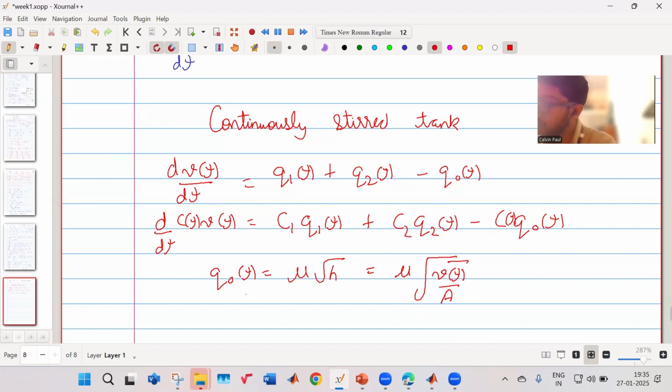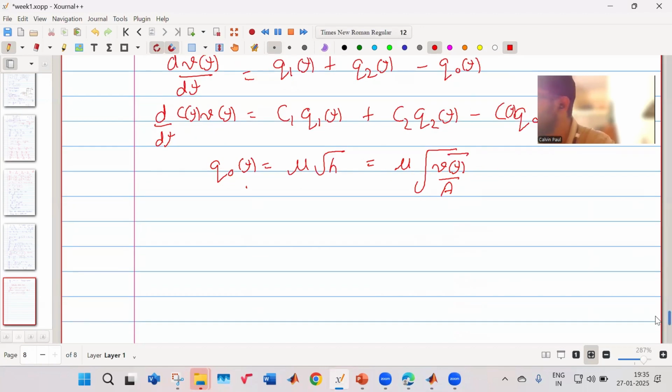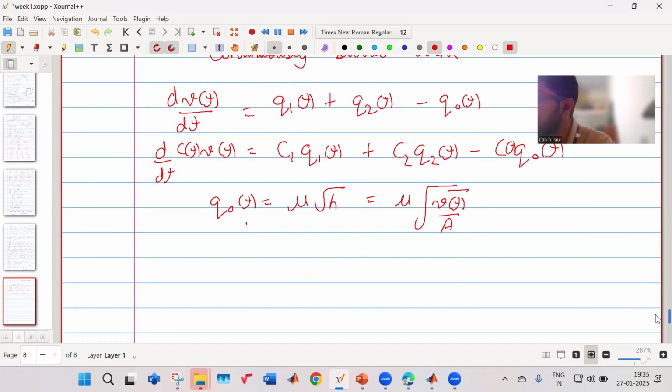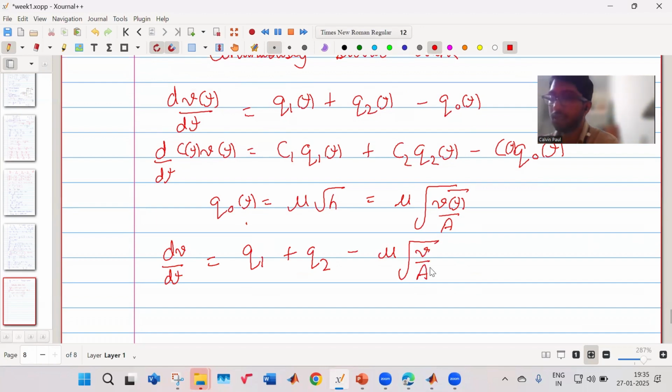So what do we do? For Q0(t), we substitute both of them. So we will write dV, I'm dropping the t expression, so this is Q1 plus Q2 minus mu square root of V upon A. This is Q1 plus Q2 minus mu square root of V upon A.